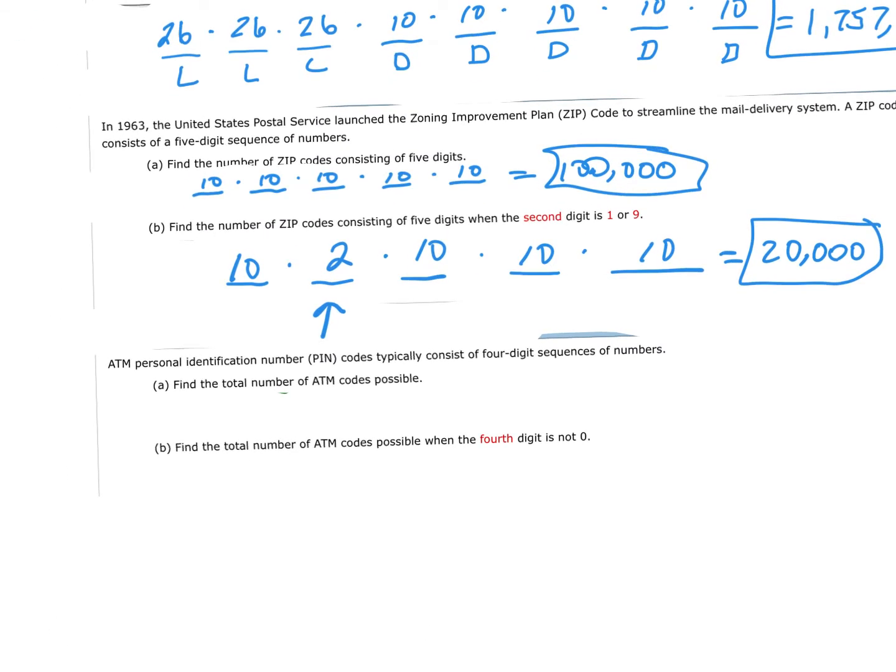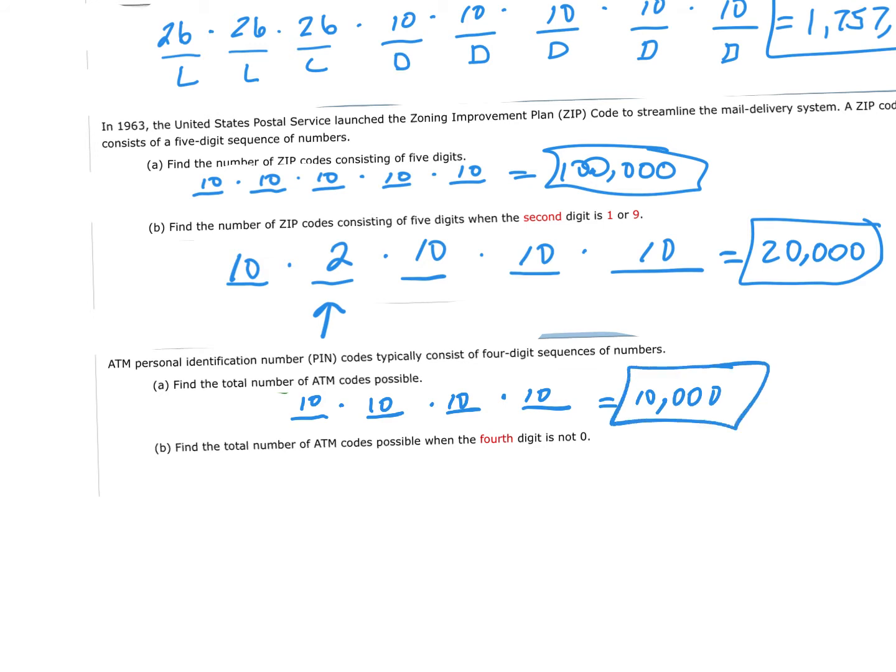Same type question, but now it's an ATM pin, so it's four digits. Does it say anything about the digits? Are there any stipulations, like it can be this, can't be this, that sort of thing? So it's just 10 times 10 times 10 times 10, which gives you 4,000? Why did I say 4,000? And then you guys go along with me. It's 10,000.